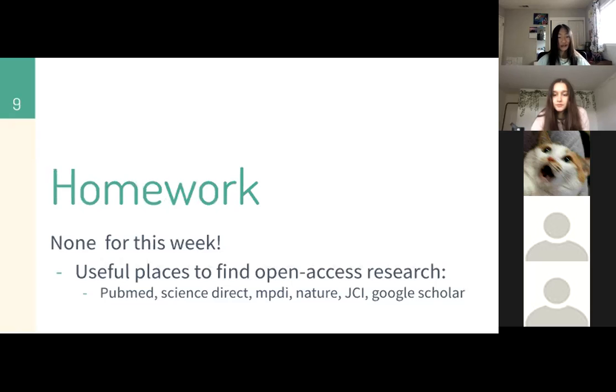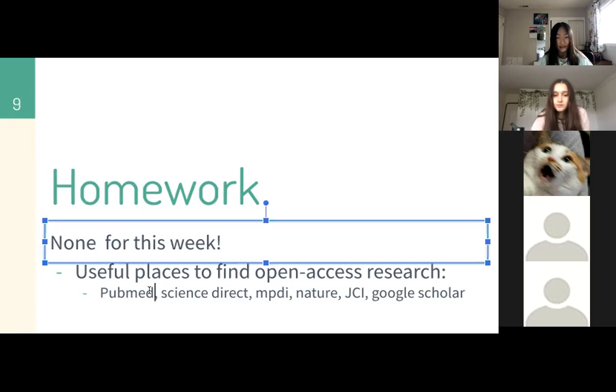Okay, so for homework, there's no homework for this week, but there are a few useful places to find open access research, so you can research stuff on your own. PubMed is a really good one. Basically, it's an open access journal.